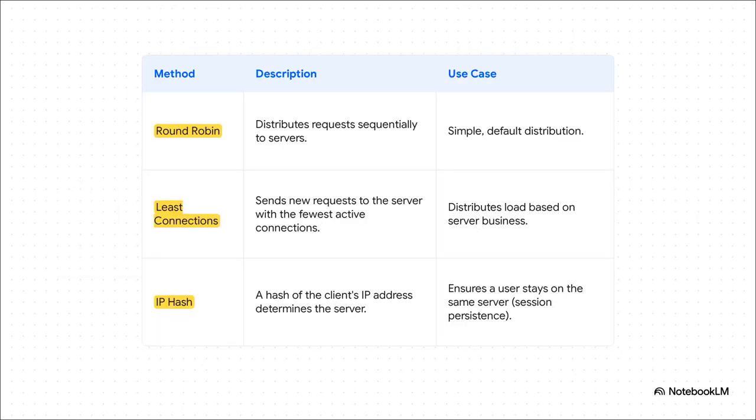It's not just random. It can use a round-robin method, which is super simple. It just goes down the list. Server 1, server 2, server 3, and then starts over. Or it can use least connections, which is a bit smarter. It sends the new request to whichever server is the least busy at that exact moment. Then there is IP hash, which is crucial for things like a shopping cart. It makes sure that once a user is connected to a server, they stay on that server so they don't lose their cart contents halfway through shopping.